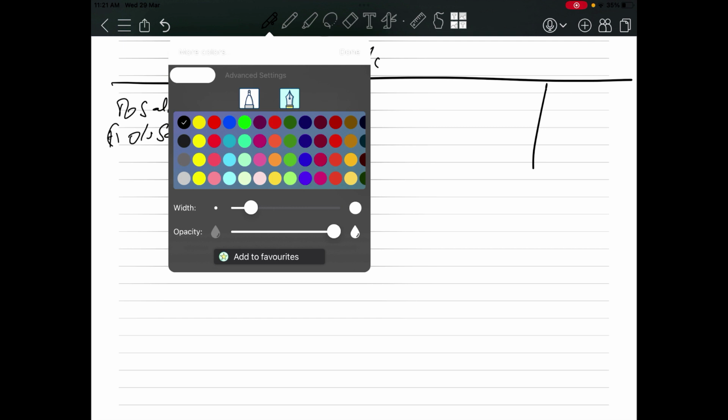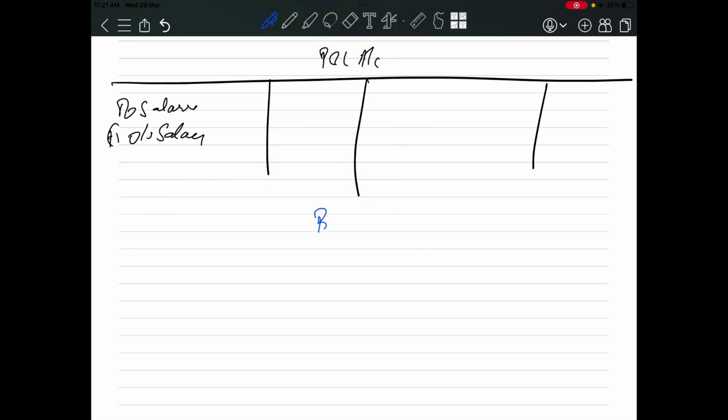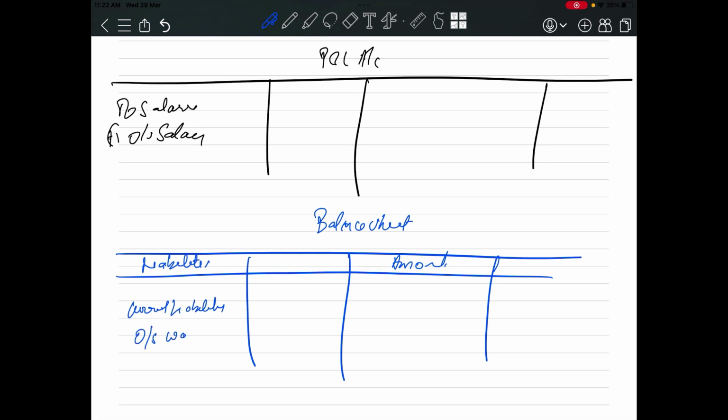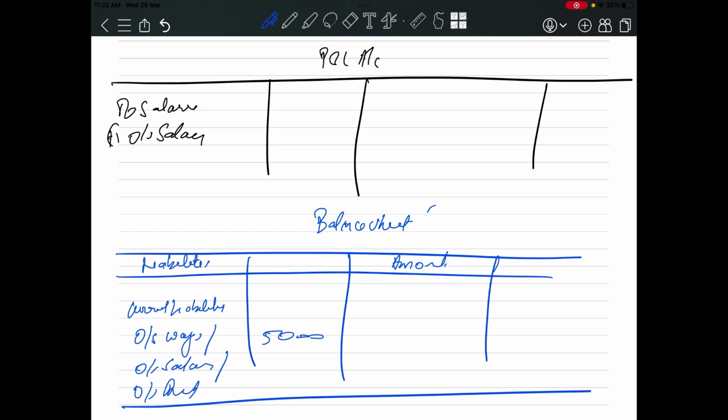Now let's talk about the balance sheet. How will we show this outstanding expense in our balance sheet? This is your balance sheet, this is your liability side, this is your asset side. Under current liabilities, you will show outstanding wages or outstanding salaries or outstanding rent, as the case may be. So this is how the treatment is done in our books of accounts. Simple. I hope you are clear.